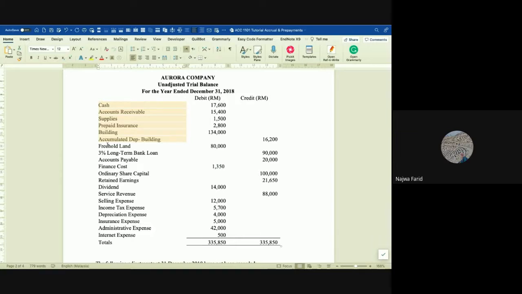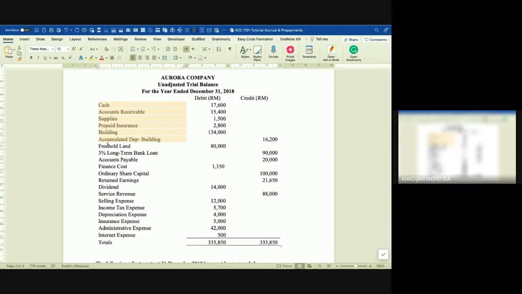Contra. Very good. It's a contra asset. And then freehold land is an asset. Yeah. We also have, okay, that is all, these are your assets. So if you look at the nature, right? This yellow colored is your asset.